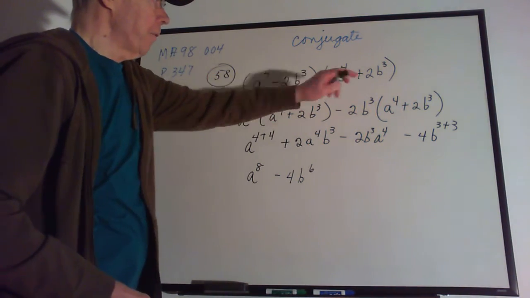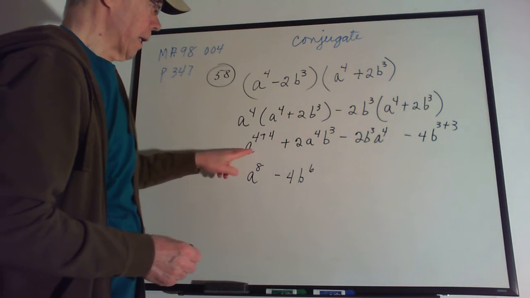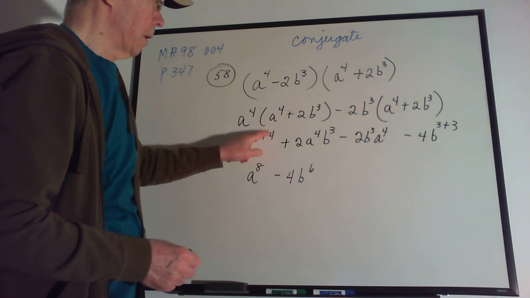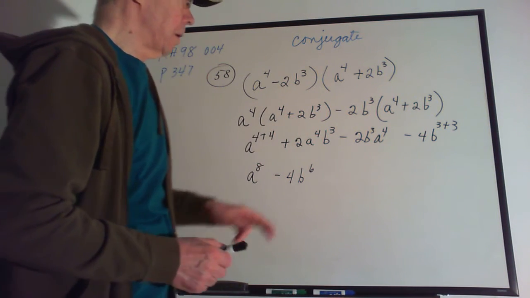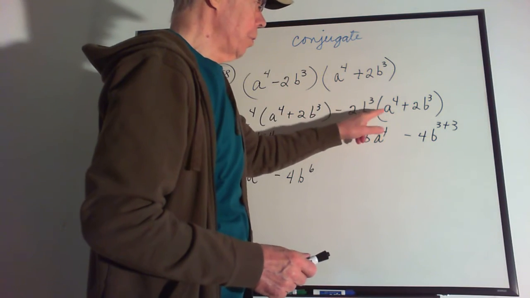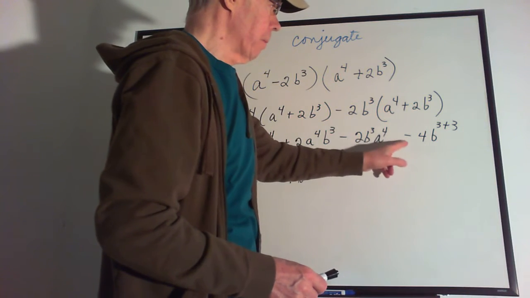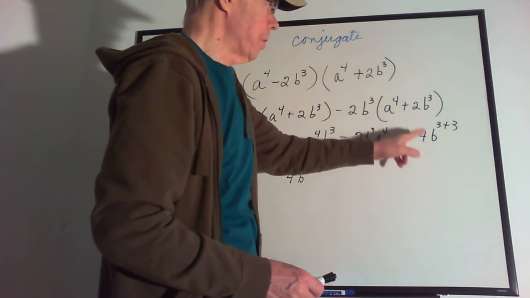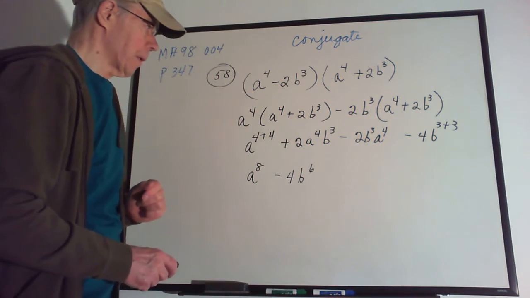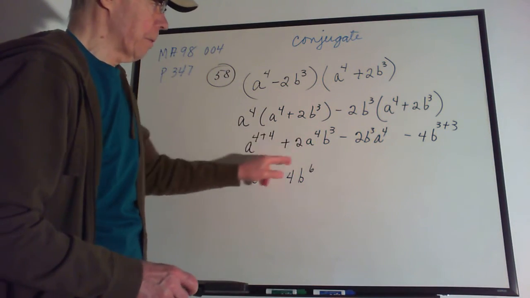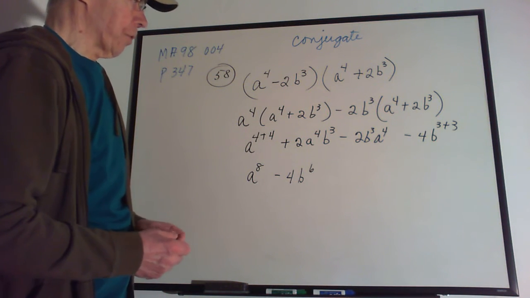All right, so it's a to the 4th plus 2b cubed multiplied by a to the 4th minus 2b cubed. When I do that, I add my exponents. So it's going to be 2a to the 4th b cubed minus 2b cubed a to the 4th. Minus times a plus gives me a minus. 2 times 2 is 4. B to the third, add the exponents. Now when I simplify, these terms cancel out. So here's my final answer.